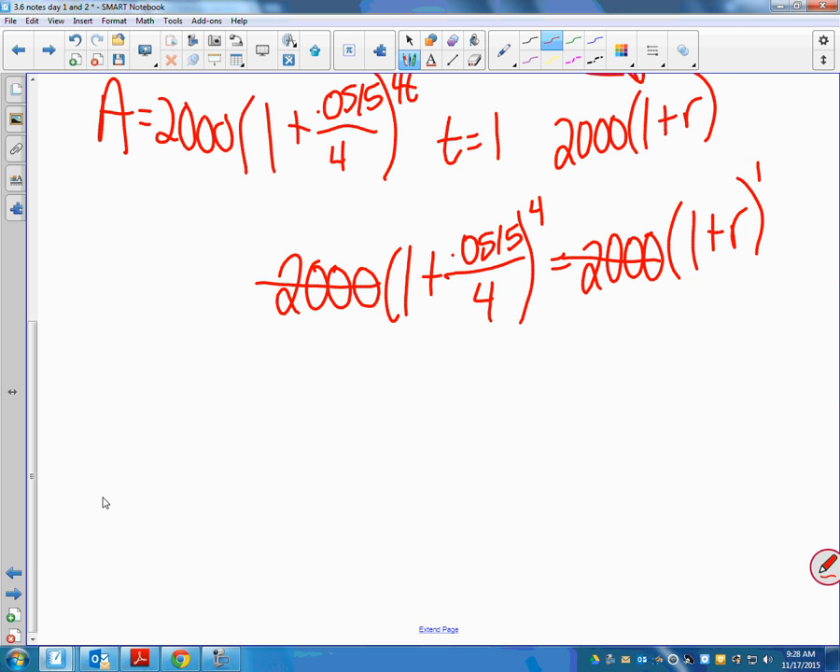Because this is just all on my calculator, right? There's no variable in that. 1 plus 0.0515 over 4, all to the 4th power. And if I wanted to solve this for R, if it's just to the 1st power, could I just subtract 1 from that? And that would solve for R. So I'm going to type that all in my calculator: 4, all to the fourth power, and then minus one.